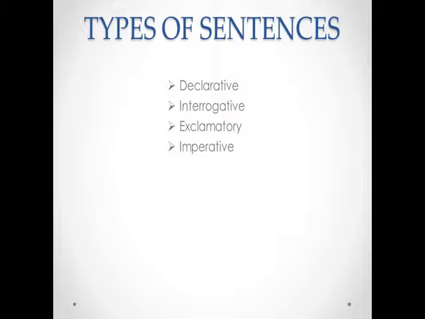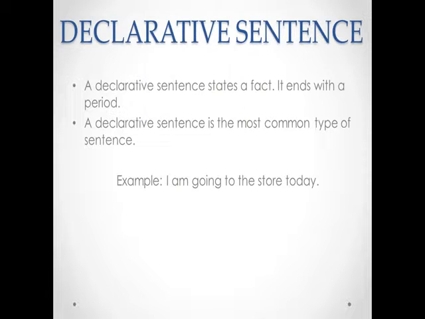Types of sentences. We have declarative, interrogative, exclamatory, and imperative. When we look at a declarative sentence, you'll see that a declarative sentence states a fact. It will end in a period. The most common type of sentence is a declarative sentence. An example, I am going to the store today, period.